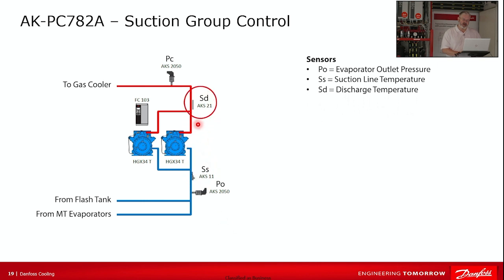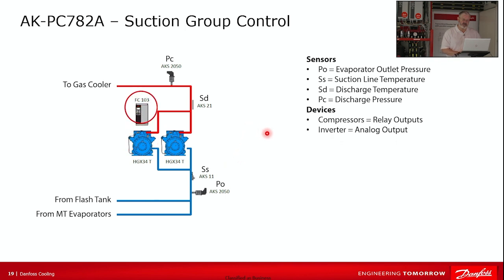Then for alarming and compressor safety, we have a sensor on the discharge line as well as a pressure transducer on the line to the condenser. Those are all inputs. We've used 4 inputs so far, all analog inputs. And then our devices are going to be our 2 compressors. There's a couple of relay outputs that we're going to turn on and off. And then we'll have an analog output to send 0 to 10 volts to our inverter.